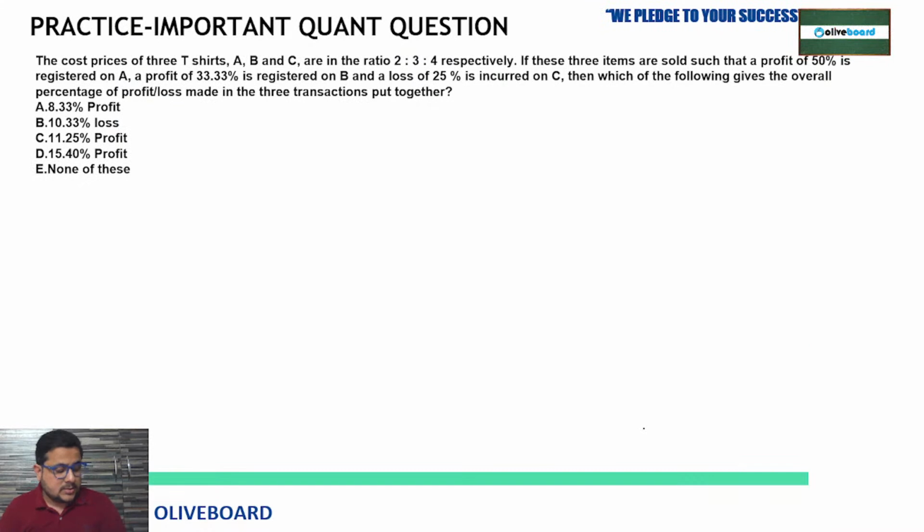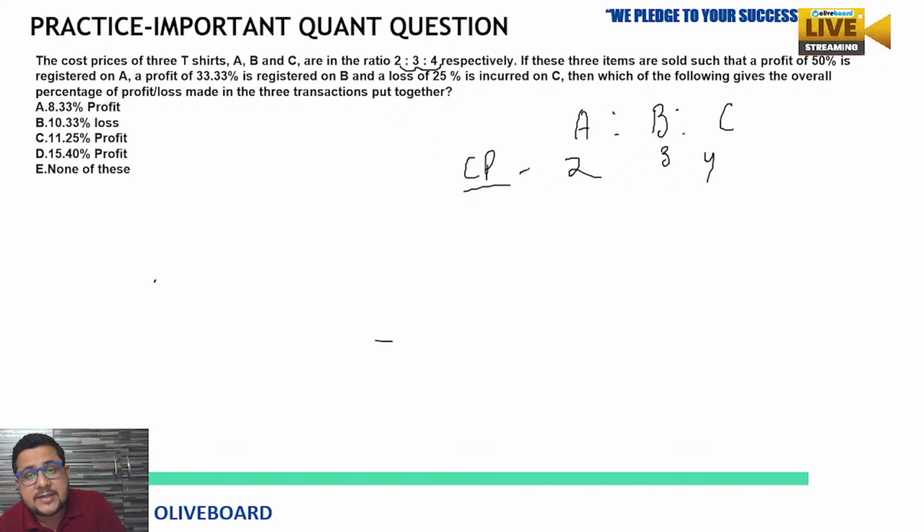Okay. So let's start with the first question, and here is the first question. The cost prices of t-shirts A, B, C are in the ratio of 2 is to 3 is to 4 respectively. So this is the cost price ratio of three t-shirts A, B and C. 2, 3 and 4. I'm just writing down the data which is given to us, and this is the CP ratio.